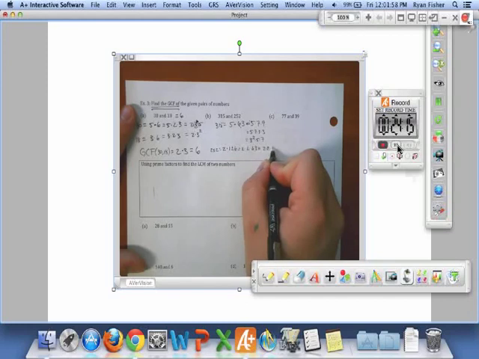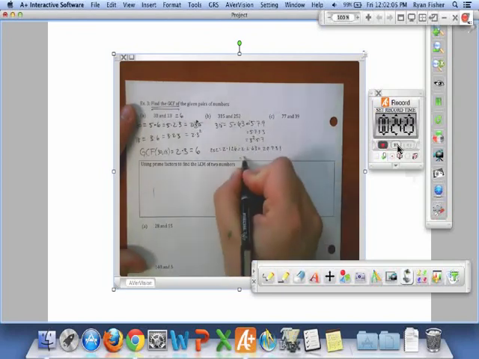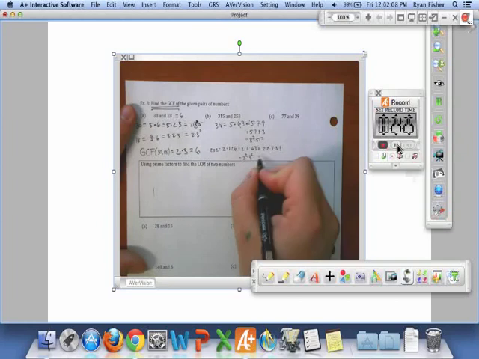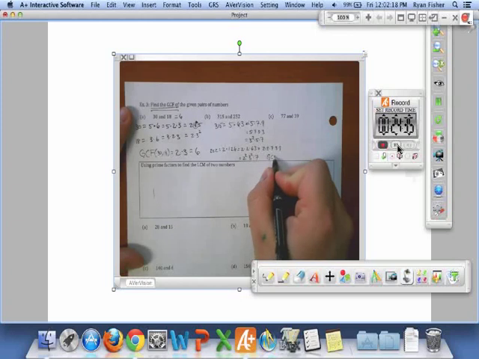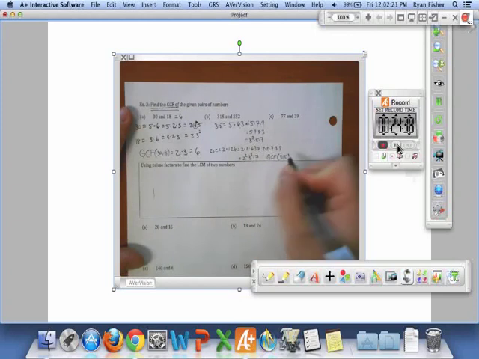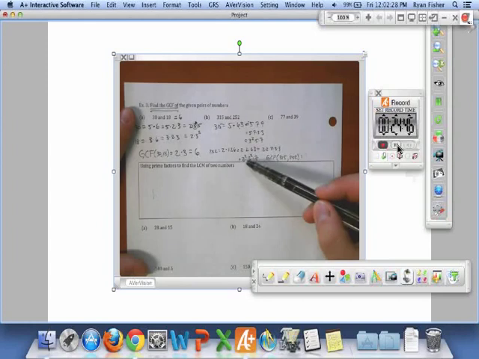Okay, so what's the GCF then? Let's see. They don't share any 2s, so I don't care about 2s. They share 2 different 3s. And they don't share any 5s, but they do share a 7. 9 times 7 is 63. So the biggest number that goes into both 315 and 252 is 63.